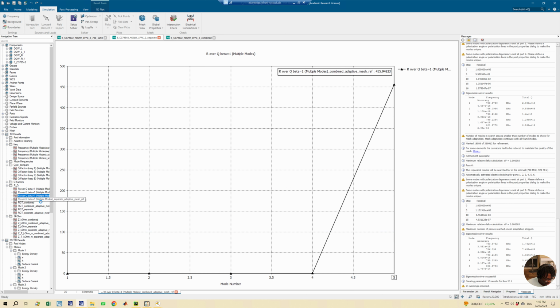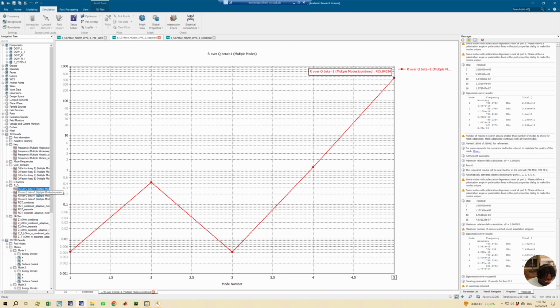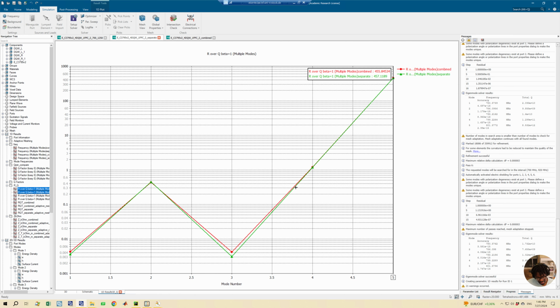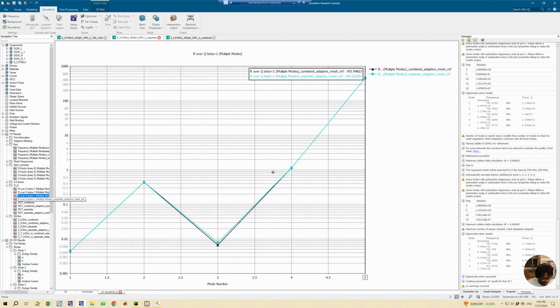So for the other ones, we compared the R over Q. For the previous case, it was pretty close. So the longitudinal R over Q, for the adaptive mesh refined, doesn't change. It's still pretty close. For this, it's okay, not even a decimal place, but at least the values are closer. Only for this mode do you still have some kind of difference in the R over Q.